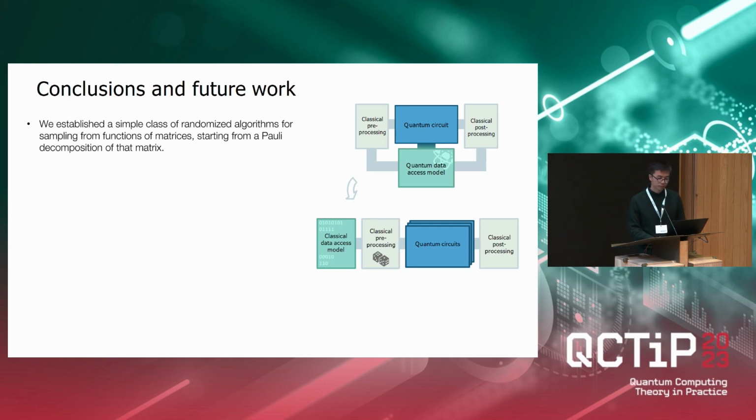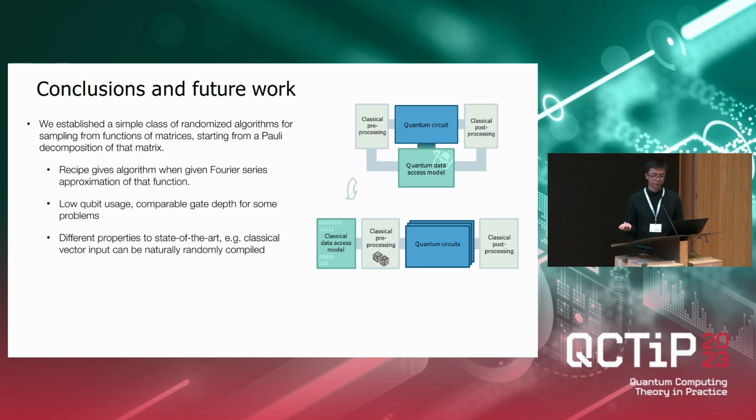So to conclude, we've presented a simple class of randomized algorithms using previous techniques in order to sample from functions of matrices when we start from, firstly, a Pauli decomposition of the matrix, and secondly, a Fourier series approximation to the function. The main feature is that this is low qubit usage, and the gate depth can potentially be comparable for some problems if the Pauli weight of the matrix is small. This also has a few different properties to state-of-the-art approaches. So for instance, our approach directly gives you a number at the end rather than a quantum state. And classical vector inputs can be naturally compiled into the algorithm.